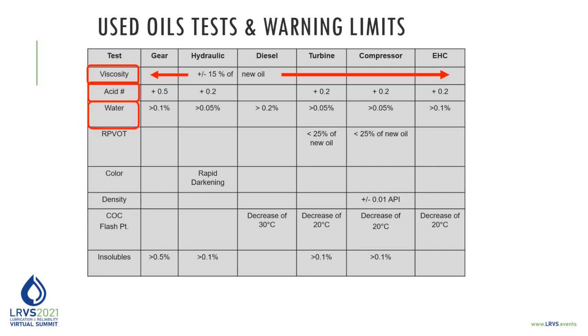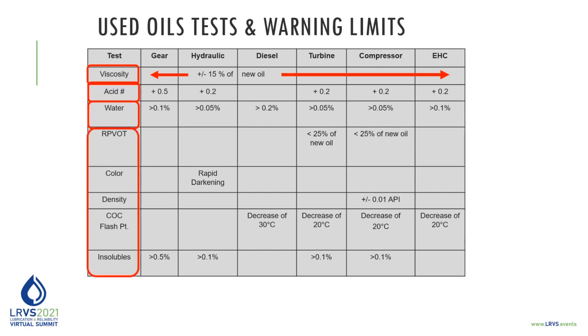As far as water is concerned, well, different assets can take on different kinds of water. Gear oil, greater than maybe 1%, whereas hydraulics, less than 0.5%. Diesel engines, 0.2. Turbines and compressors are really sensitive to water, so you want to tighten up those alarms. And there's a whole host of other things we can take a look at as well.